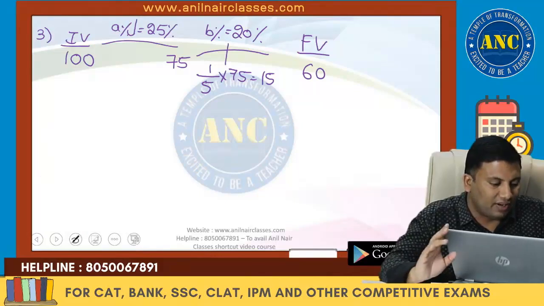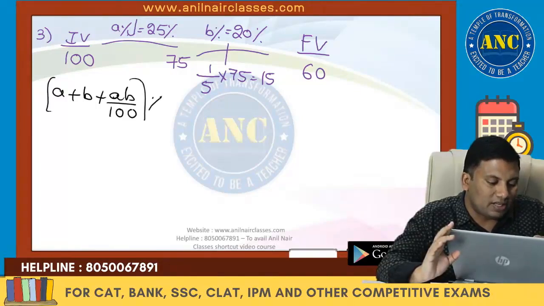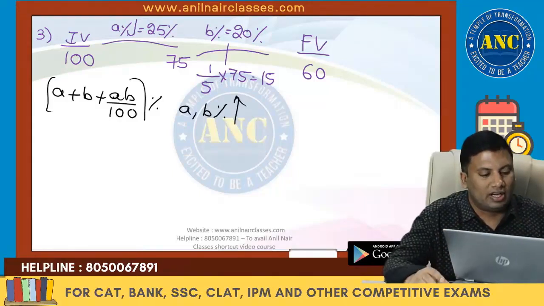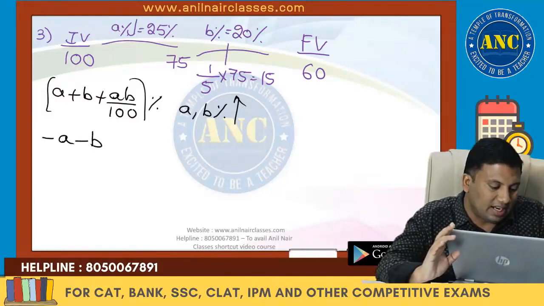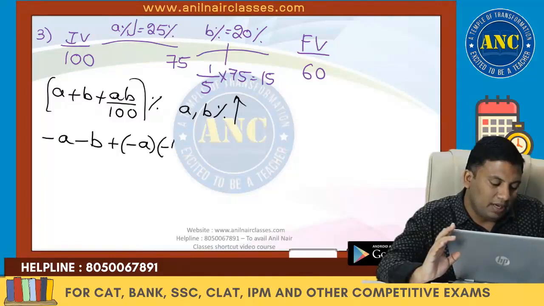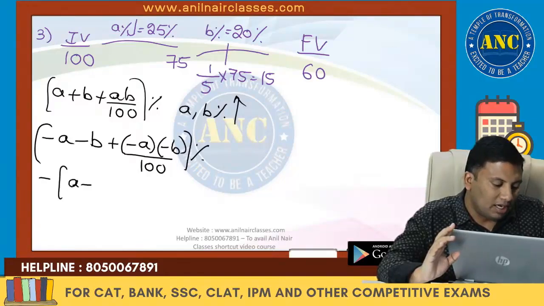Now listen carefully. Overall percentage change is actually given by A plus B plus AB by 100. When A and B are both decreasing, it is minus A, minus B, plus minus A into minus B, divided by 100. Overall, if I take A common, it is minus A minus B plus AB by 100 percent.